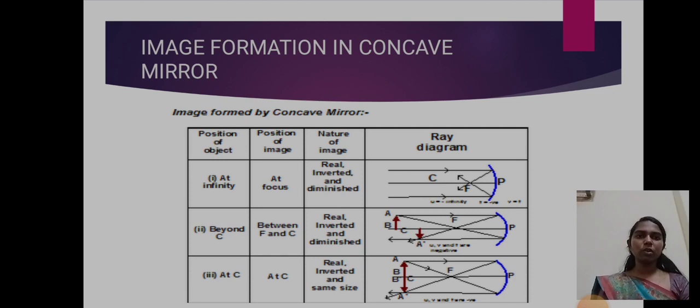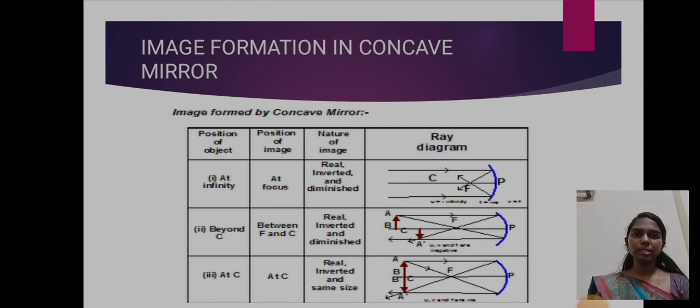So, image formation in a concave mirror: position of the object, position of the image, nature of the image, and ray diagram. When the object is at infinity, the image is at the focus, and the nature of the image is real, inverted, and diminished. We can see the ray diagram here. In case of beyond C, the image forms between F and C. The nature of the image is real, inverted, and diminished.